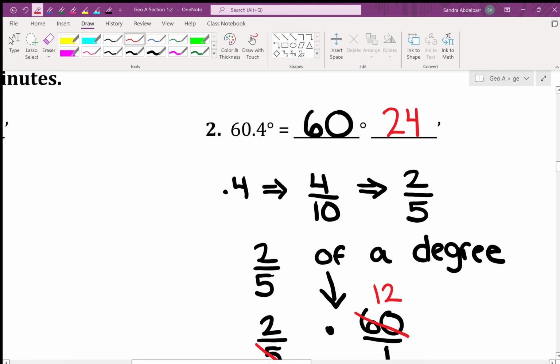So to wrap this up, take the fractional part, multiply it by 60. That will give you your minutes.